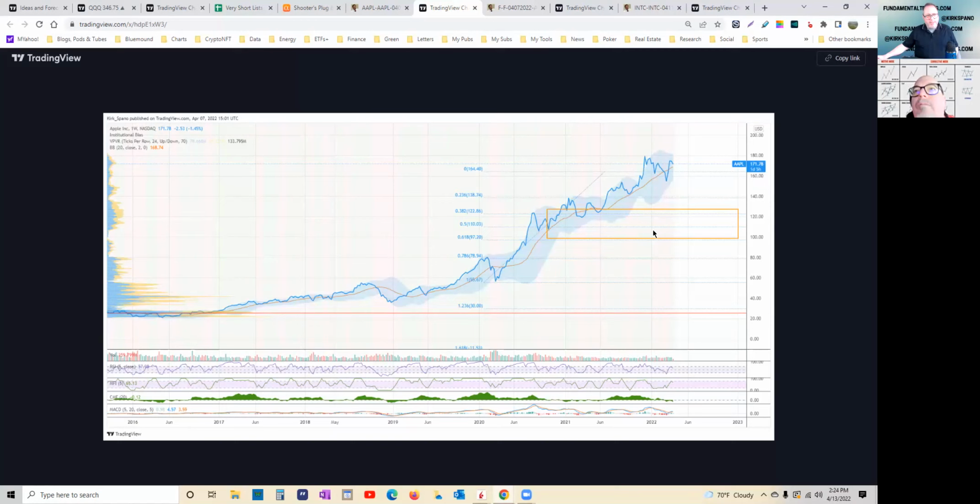So this is where I had it. The top of mine coincides with Shooter's. So I think that probably I need to move this up a bit. But in an end of the world scenario, I mean, Apple really could go down to this 80 to 100 range, but it would really have to be end of the world. It would have to be the economy stopping again, sort of thing.